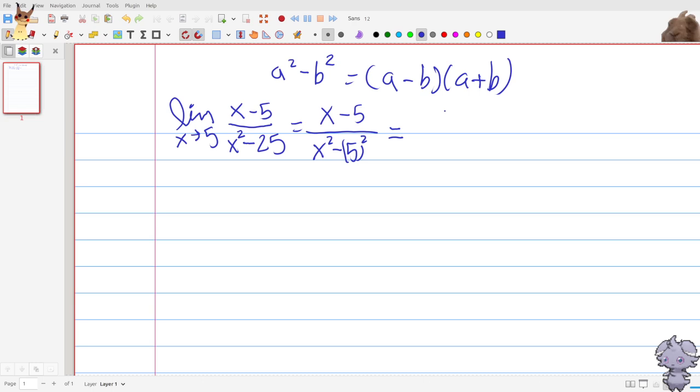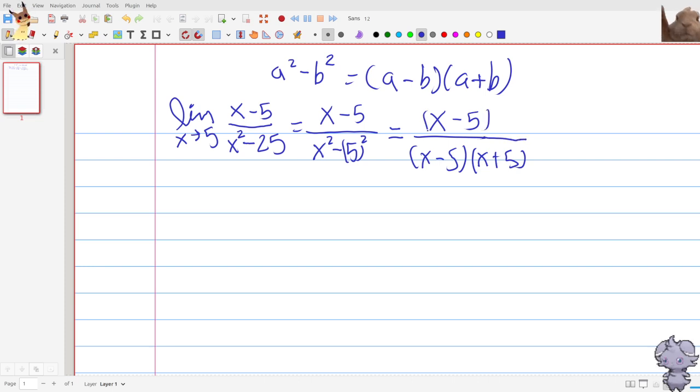Then we can factor the denominator into a minus b and a plus b, so x minus 5 and x plus 5. As we can see, we have an x minus 5 in the numerator and an x minus 5 in the denominator. We can cancel them out, and then we will have 1 over x plus 5. Now we don't have the issue with the denominator being 0. We just plug in the number: 1 over 5 plus 5, and that's our limit, 1 over 10. We solved it. This was problem 23.